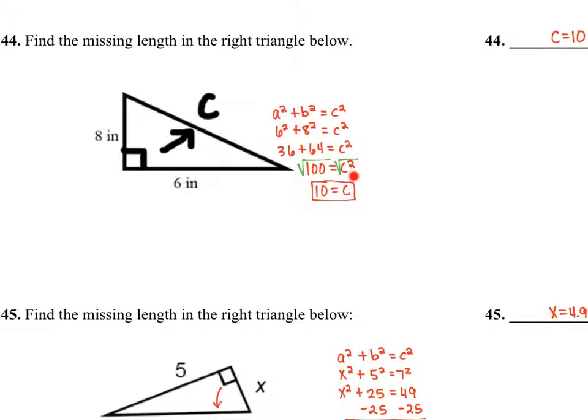That was in the red, but that's not what I want to know. I want to know c. To get c by itself, you would square root both sides. So now the square root of c squared is c, so c is isolated, and the square root of 100 is 10, so that side would equal 10.